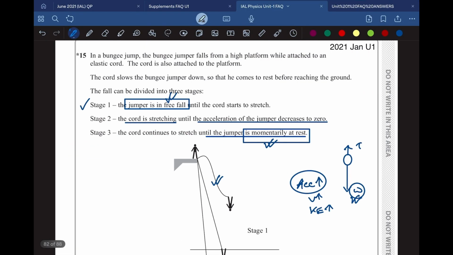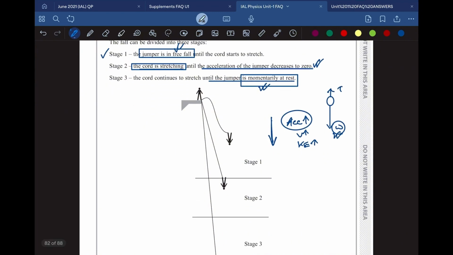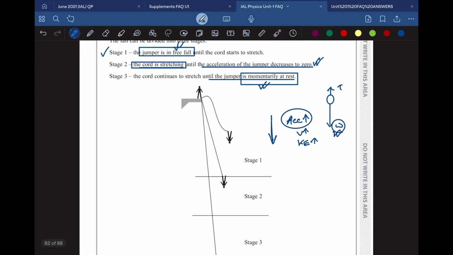Now let's talk about stage 2. What does stage 2 say? It says the cord is stretching until the acceleration of the bungee jumper decreases to 0. That means the cord is now stretching. Previously the gravitational force was doing work on the man only. But now the cord is also stretching and going down. When the cord stretches, it moves downward, right?